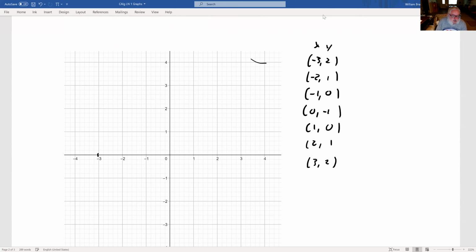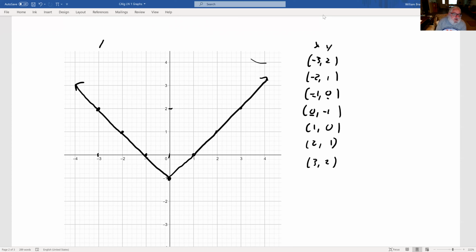X is -3, y is 2, so that's up here. X is -2, y is 1, so that's there. X is -1, y is 0. X is 0, that means here, and y is -1, so that's down there. X is 1, y is 0, that means you're right on the x-axis. X is 2, y is 1, that's up here, and then (3, 2). So everything sort of is going to look the same, more or less. And we can draw in our graph. That's the usual absolute value looking graph. Put little arrows on it like that.